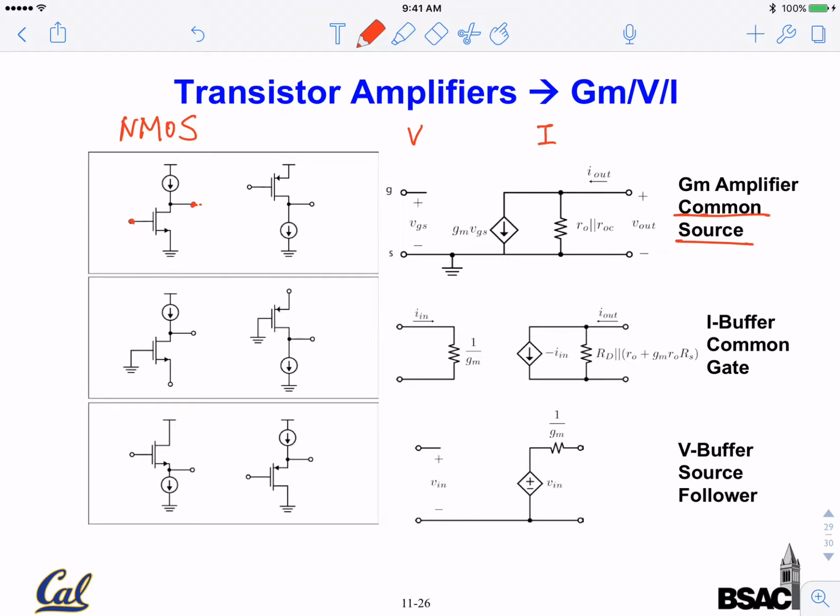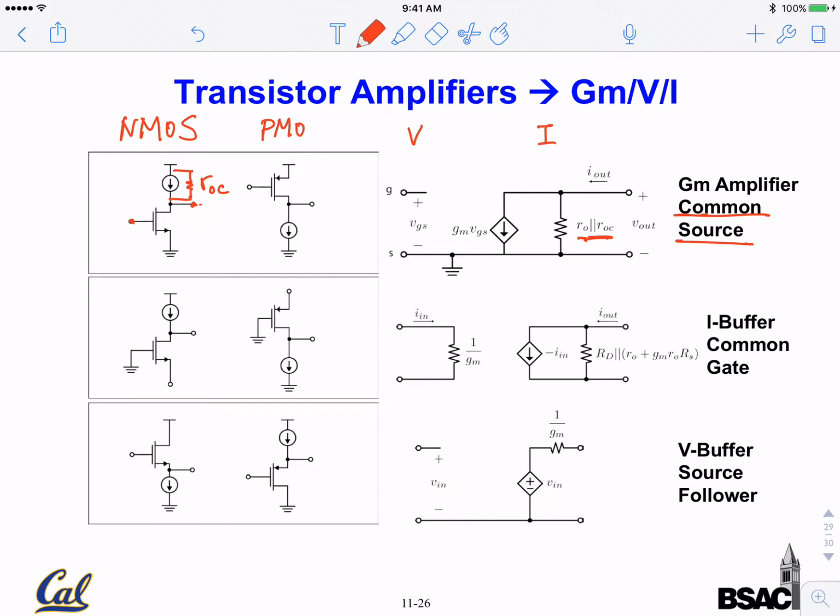So we have a GM, which just happens to be the GM of the transistor. And the output resistance is RO. ROC means the equivalent resistance of the current source. If the current source has finite resistance, then we have to consider that. Otherwise, this is just RO. So this is the model for the common source amplifier.